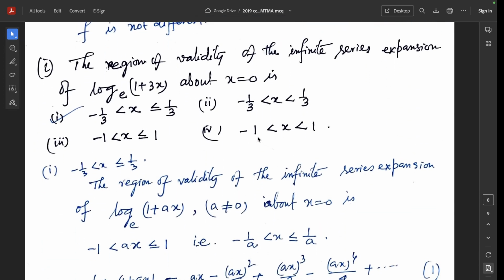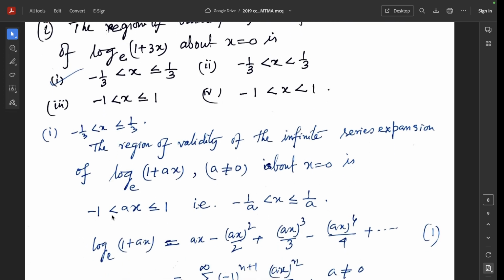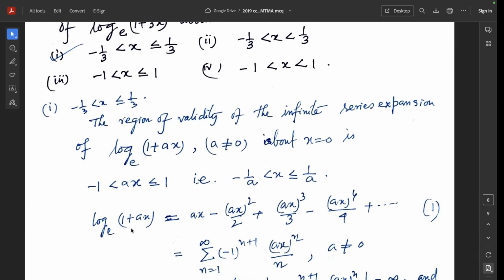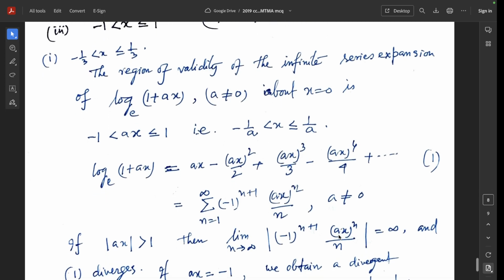The region of validity of the infinite series expansion of log(1 plus ax) to the base e, a not equal to 0, about x equal to 0 is minus 1 less than ax less than or equal to 1. That is, minus 1 by a less than x less than or equal to 1 by a. And the series expansion is log(1 plus ax) equals ax minus (ax) square by 2 plus (ax) cube by 3, and so on. That is the infinite series summation n equal to 1 to infinity of minus 1 to the power n plus 1 times (ax) to the power n by n.